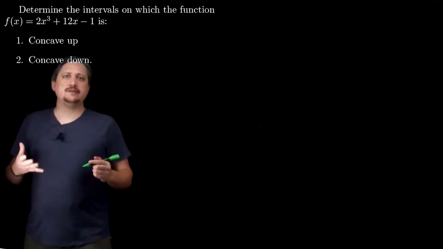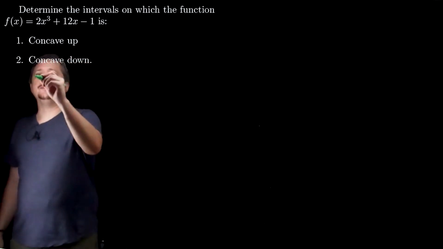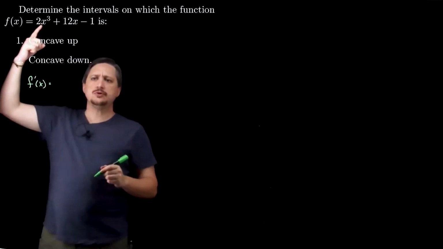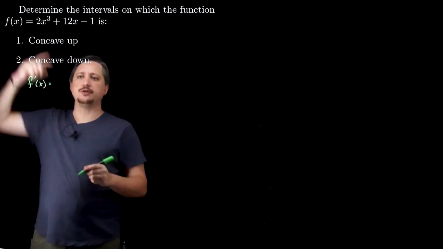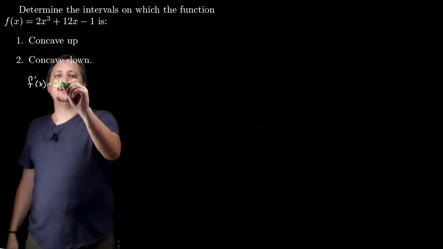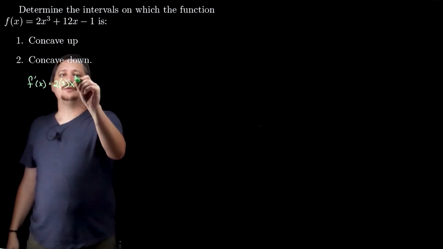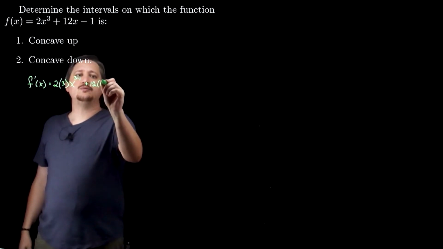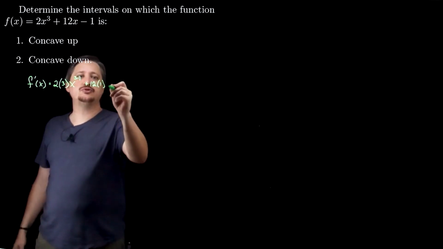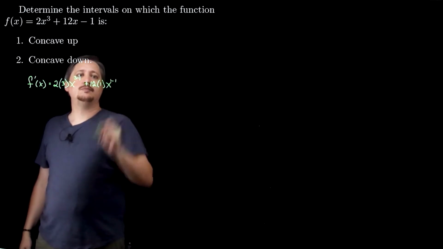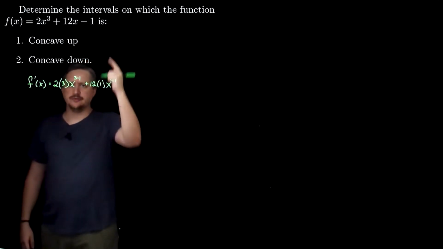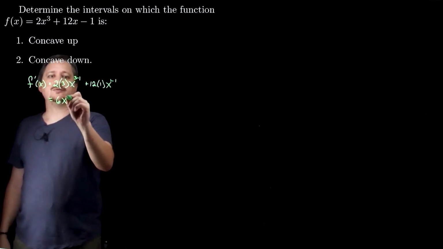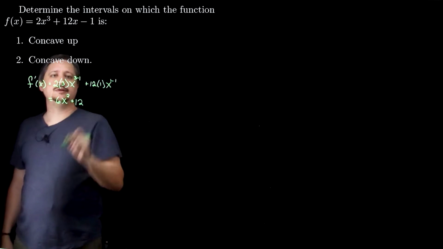So first step, find the second derivative. So f prime of x. Well, here we have, right, a standard straight up polynomial. So we're going to do 2 times 3x to the 3 minus 1 plus 12 times 1x to the 0, which is 1 minus 1. And the derivative of negative 1 is just 0. So this is then 6x squared plus 12.